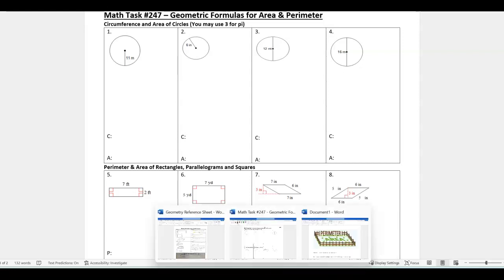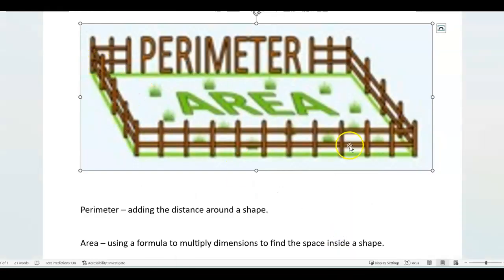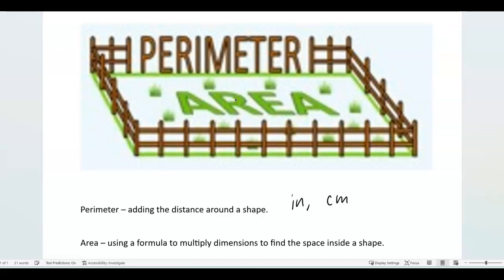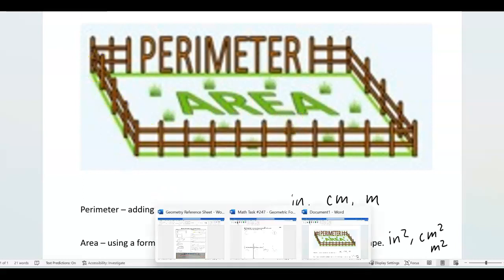Before we get going, perimeter, remember, is the distance around a shape found by adding all sides. You don't add any numbers on the inside of the shape. And area, you use the formula for the given shape to find the space inside of a shape. Perimeter is going to be just regular units, like inches, centimeters, meters. And area is going to be inches squared, centimeters squared, meters squared, because there's two dimensions that will get multiplied.